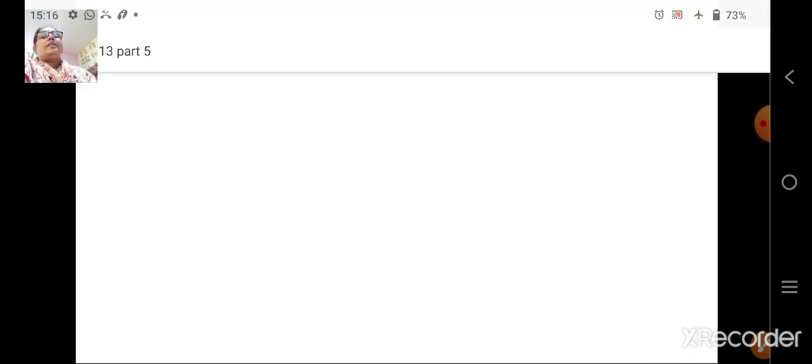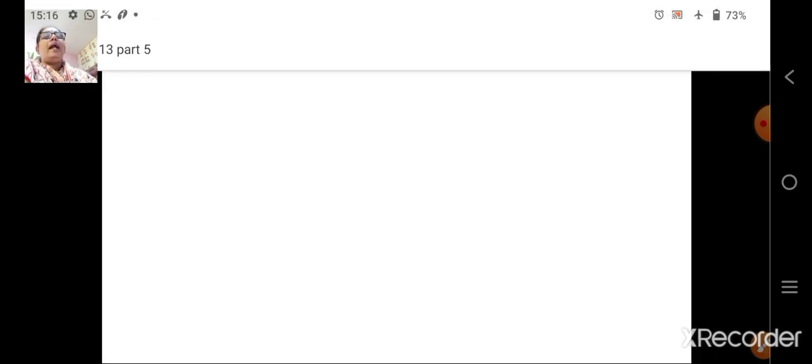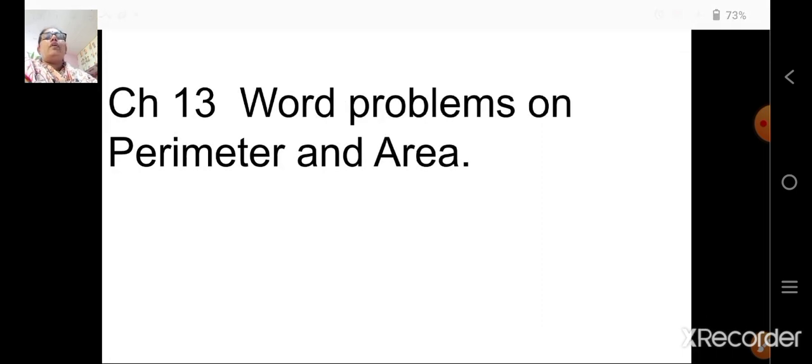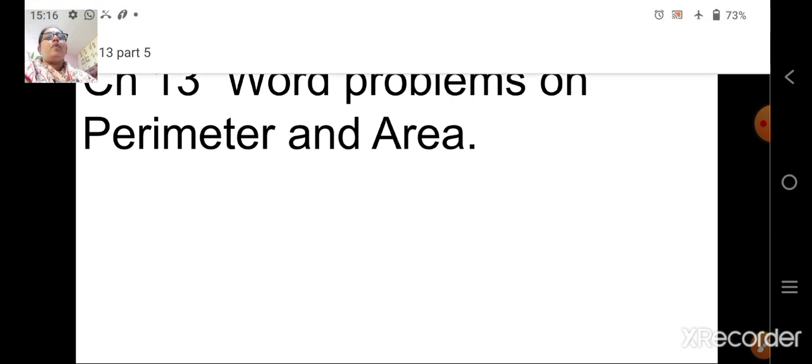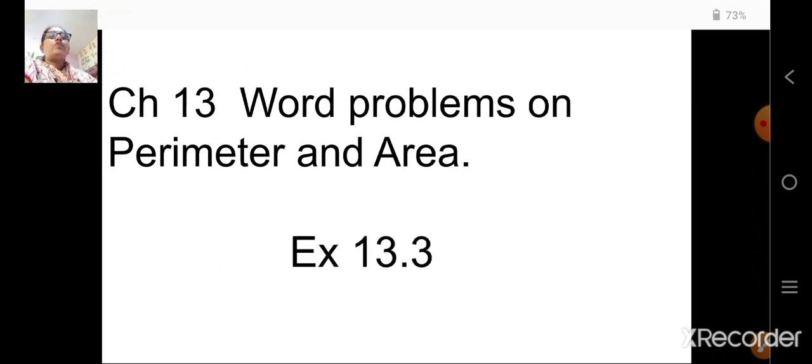In the last few classes, we have been learning how to find the perimeter and area of a rectangle and square. So today, let us continue with our subject, mathematics. Today we will learn how to solve some word problems on perimeter and area, and also solve the sums of exercise 13.3. Be ready with your notebooks, children.